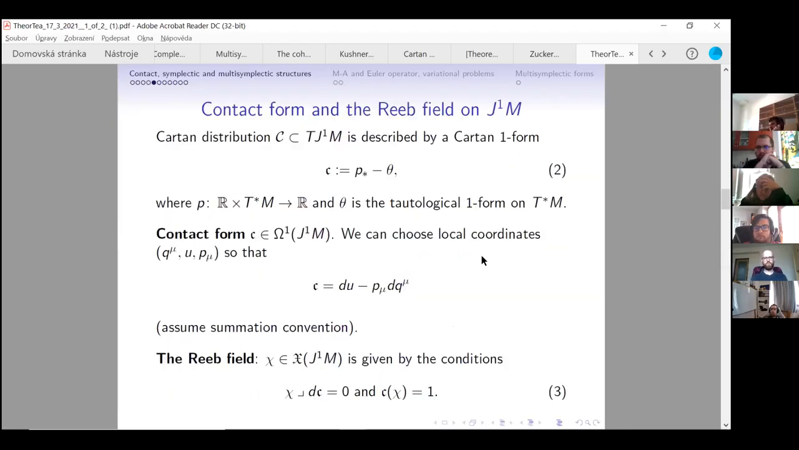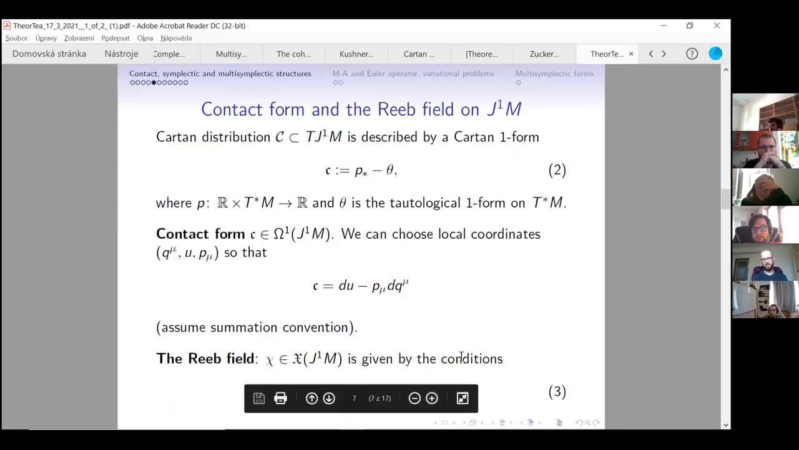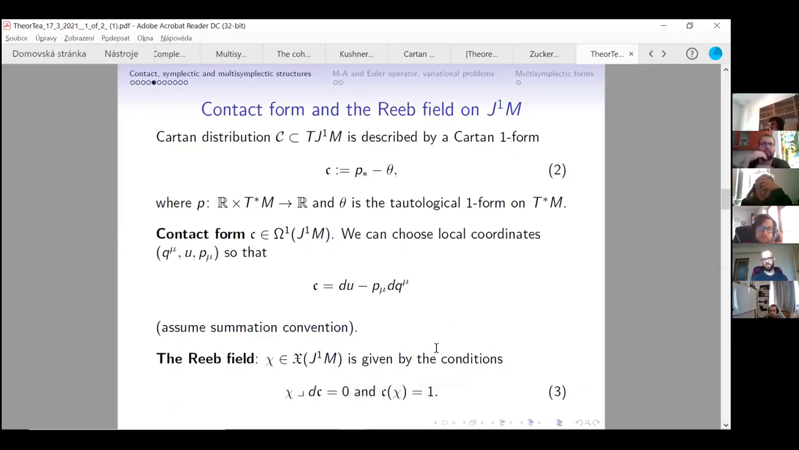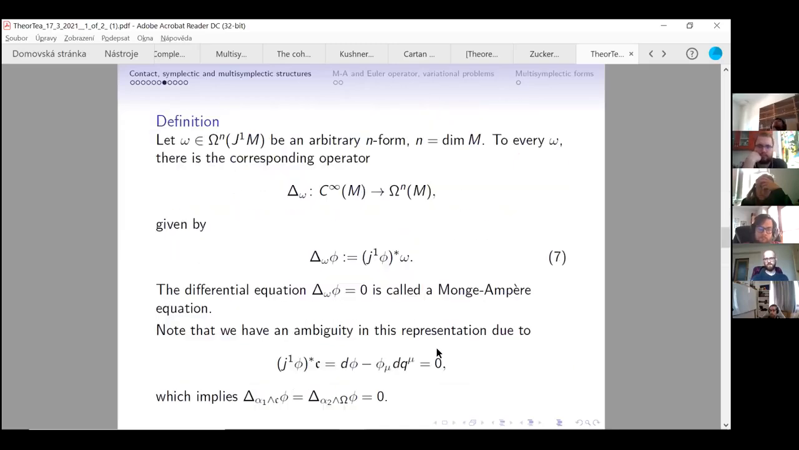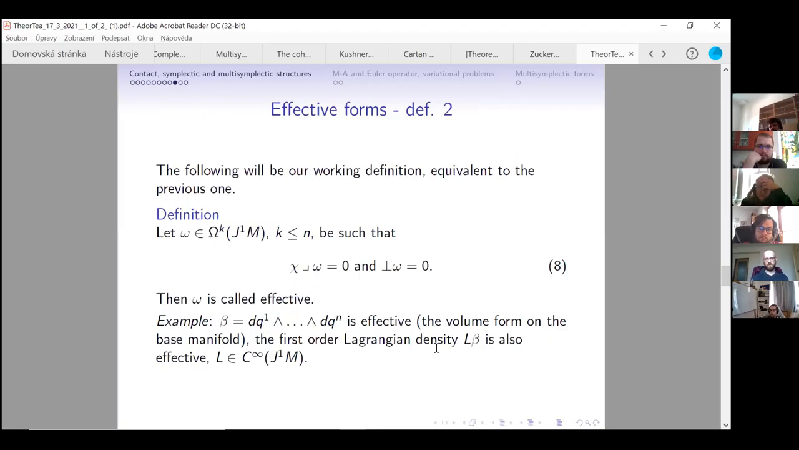So from the defining equations of the Reeb field, it follows that the coordinate expression of the Reeb field is simply ∂/∂u. It's just the partial derivative in the direction of u. And then it can be quite easily seen that this guy, if we contract it with ∂/∂u, is 0, and similarly this holds true for the bottom operator.